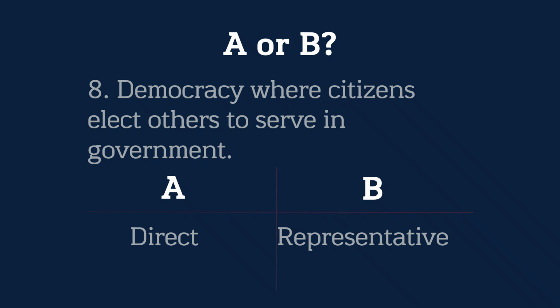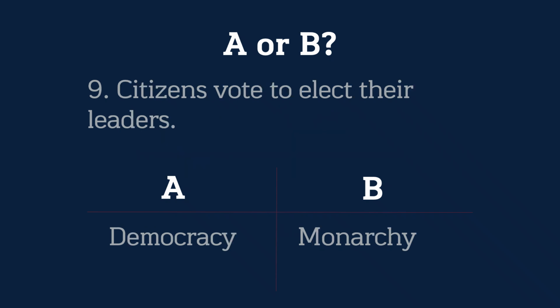A democracy where citizens elect others to serve in government. Is it A, direct democracy, or B, representative democracy? Number nine, citizens vote to elect their leaders. Is it A, democracy, or B, monarchy?